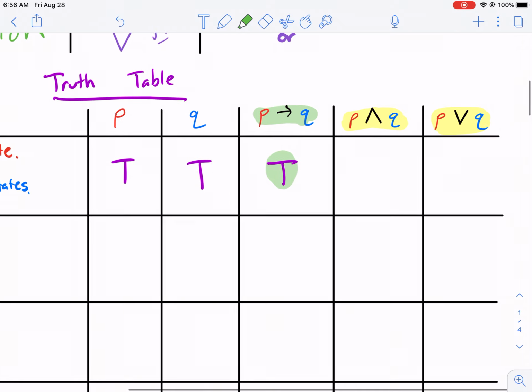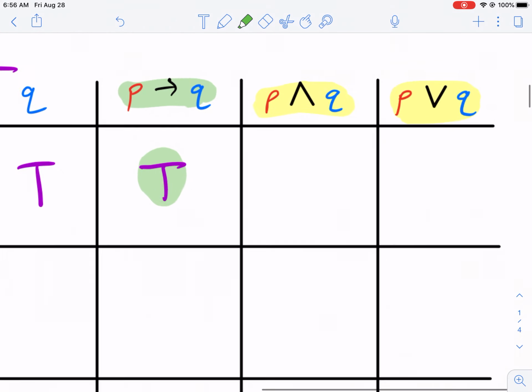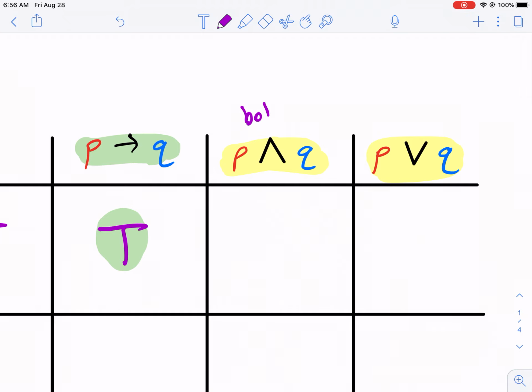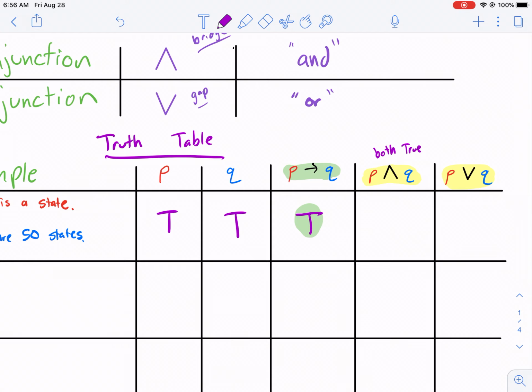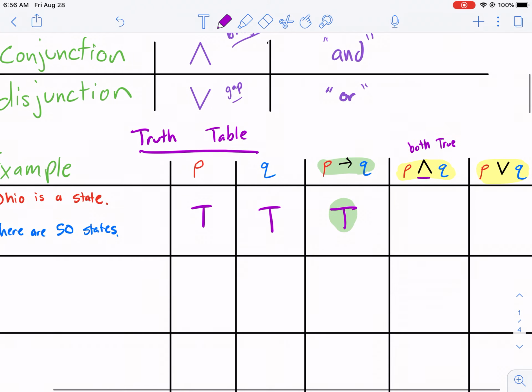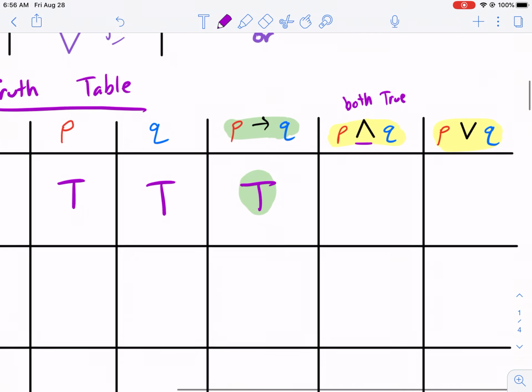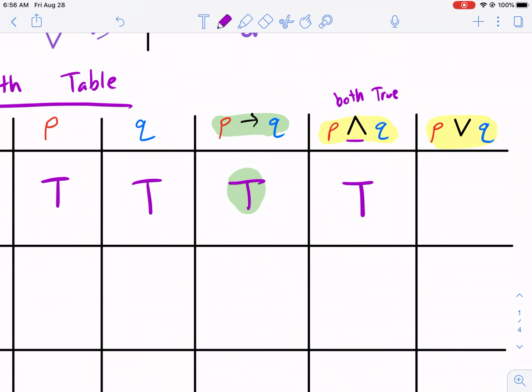Okay. Now let's go into one that's not so complicated. This just simply means, are both true? Okay? This means conjunction, so we're looking at both. Is there an and? Ohio is a state? True. And there are 50 states? True. Yes, they are both true. And you can just look here for that. Are they both true? Yes, it is. And that's why this one is true, because they're both true.